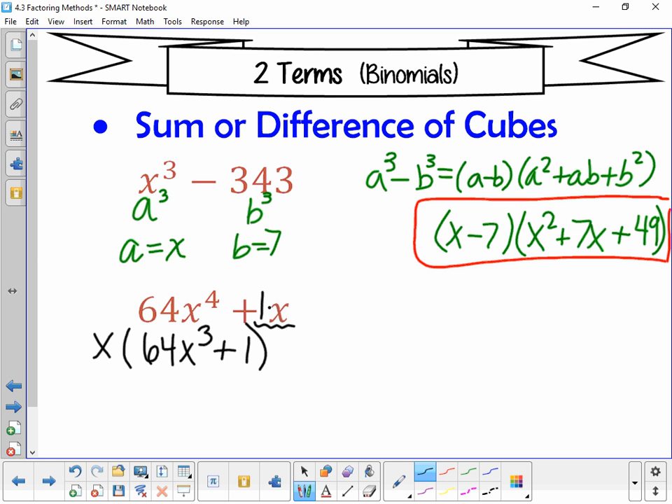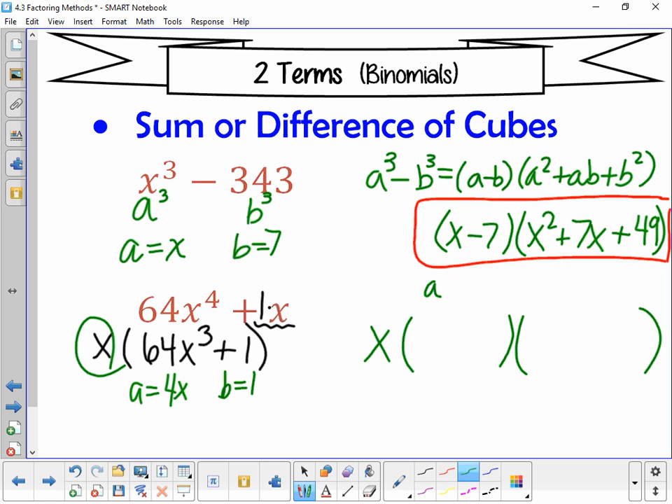So now we can identify what our a and b are. In this case, a is the thing that I raised to the third power to get 64x to the third, so a is a 4x, and our b here is just 1. 1 to the third is 1. So our factorization. Well, number one, don't forget this x hanging out front.